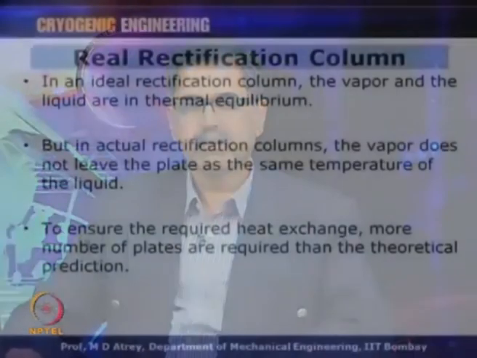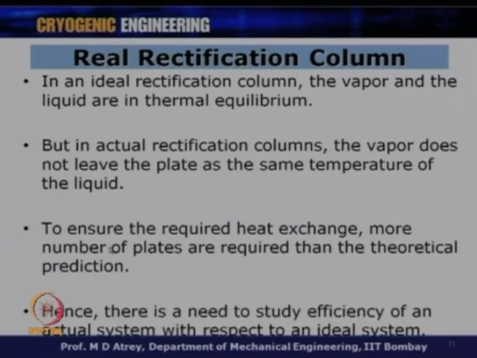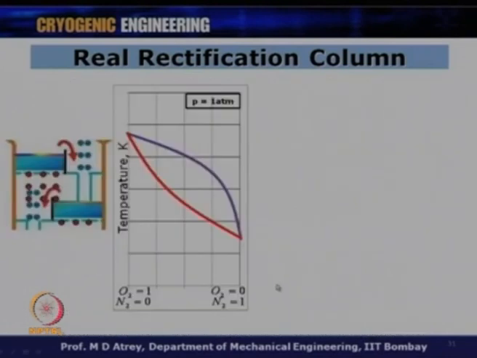But in reality, these conditions cannot be fulfilled. The temperature may not remain the same, the composition may not remain the same, and therefore the actual number of plates that I would require in a column is going to be more than the ideally calculated one, and this basically indicates the efficiency of the column. Hence, there is a need to study the efficiency of an actual system with respect to an ideal system. This is a very important thing.